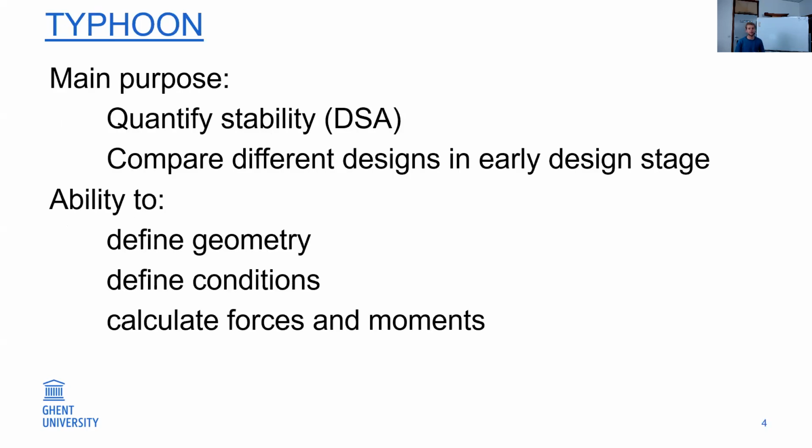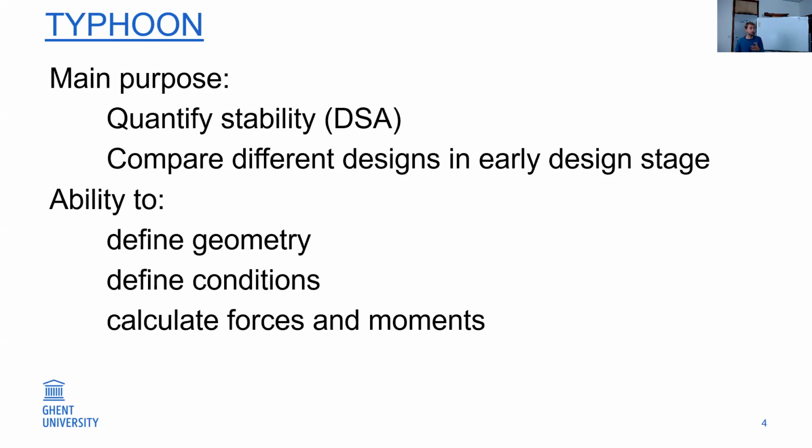And last, we will, of course, also talk about Typhoon, what we can do with it, how we intend to use it. So Typhoon, the main purpose is to quantify stability, to perform this dynamic stability assessment. And why do we want to quantify this? It's a way to compare different designs in an early design stage from a stability standpoint, so that we really get an idea about the dynamic characteristics of this design.